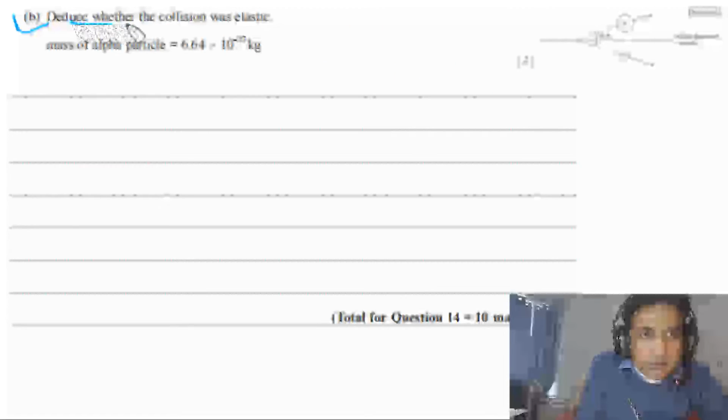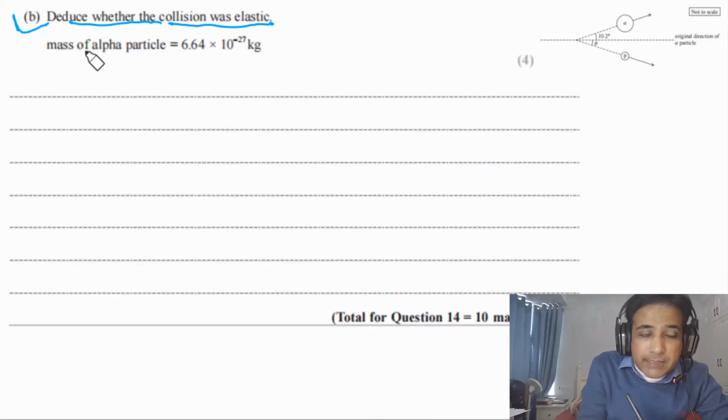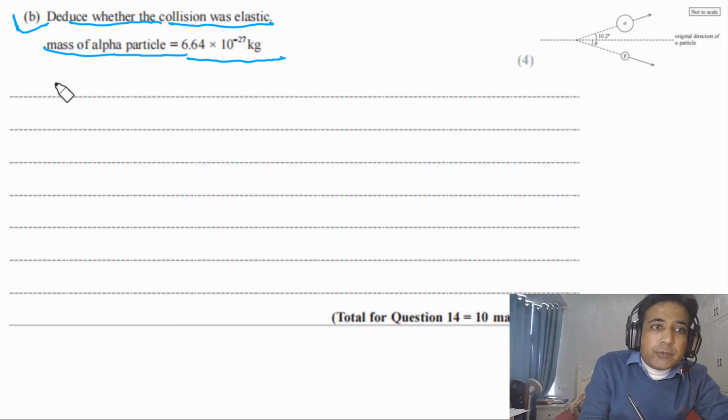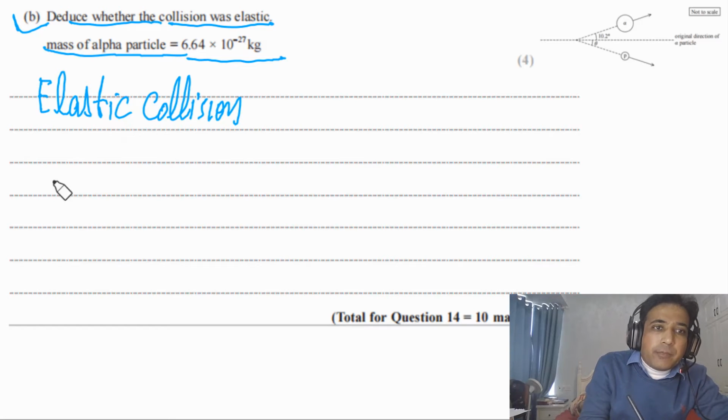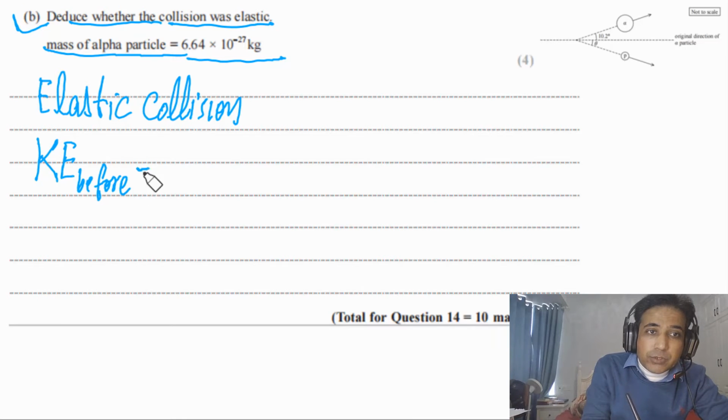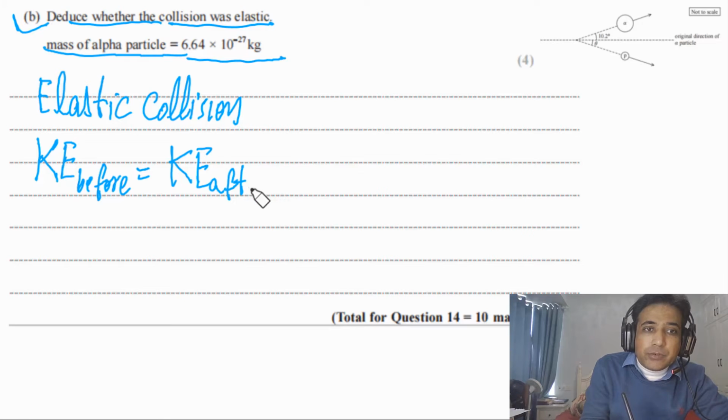Part B says deduce whether the collision was elastic, and the mass of the alpha particle is given to us. So first of all, we need to understand the condition for elastic collision. For elastic collision, the kinetic energy of the system before collision has to be equal to the kinetic energy of the system after collision.